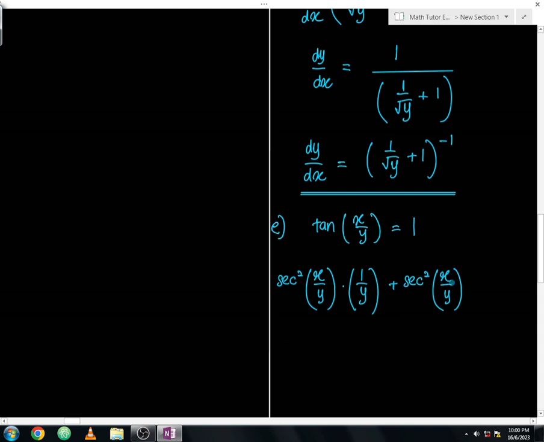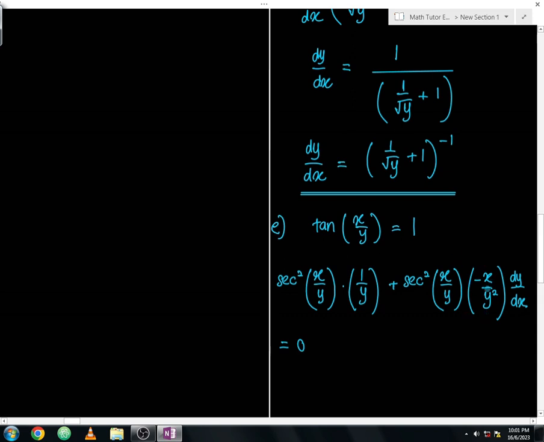Now we're going to differentiate the y. In this case, we differentiate only the y part, and the x is left as a constant. When you differentiate x over y, you get negative x over y squared. Then make sure you add a dy over dx, times dy over dx, and then equals 0.